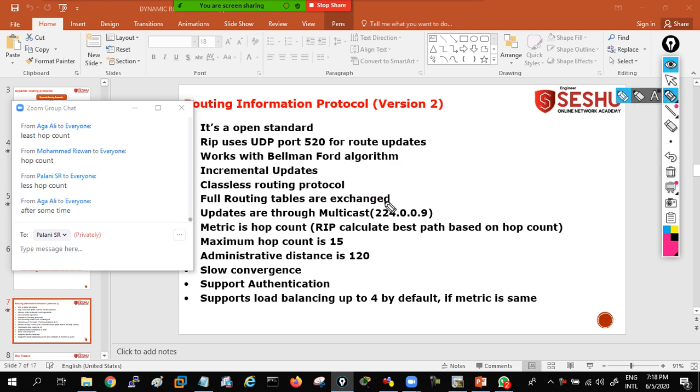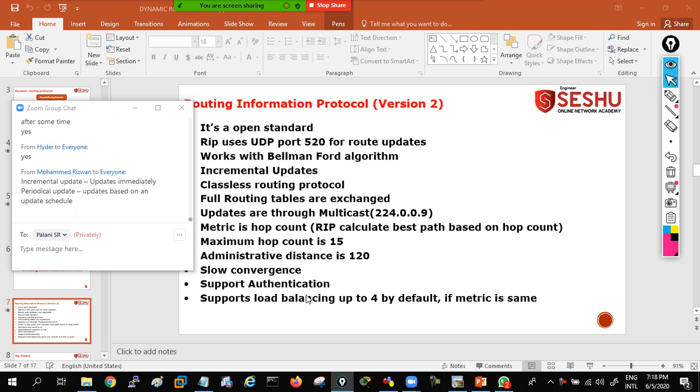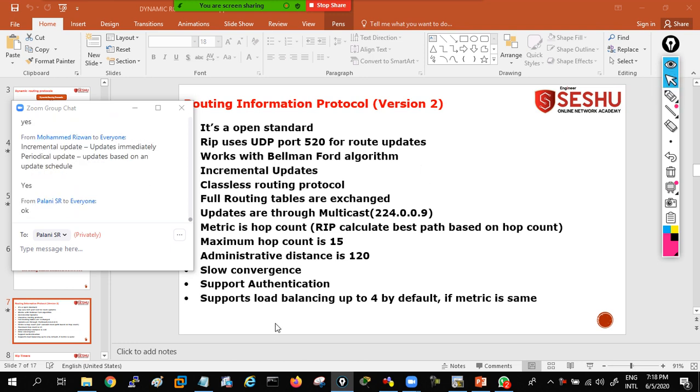Say yes for me. If you understand that, say yes for me. Incremental updates. Clear? Yeah. Clear, guys? Everybody? What about Palani? What about the remaining people? Rizwan and all. See, guys, incremental updates is nothing but, whenever any change happens in your network, it will immediately send it to the neighbors, right?